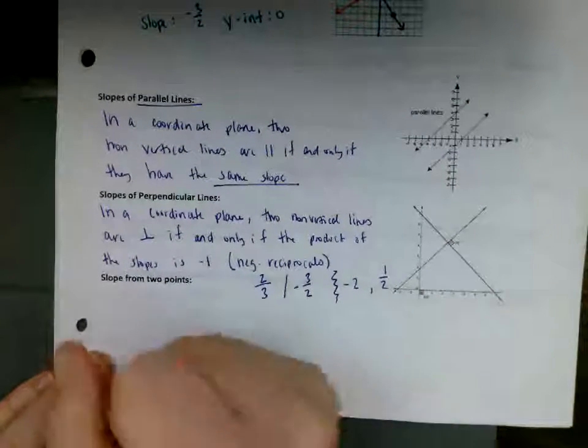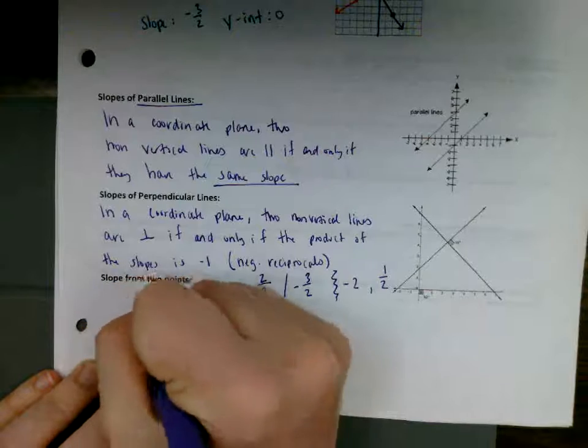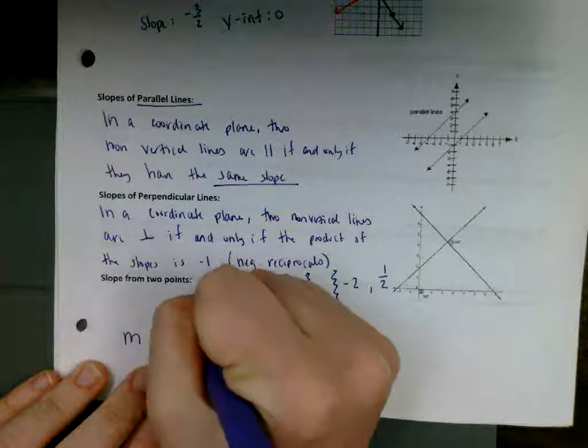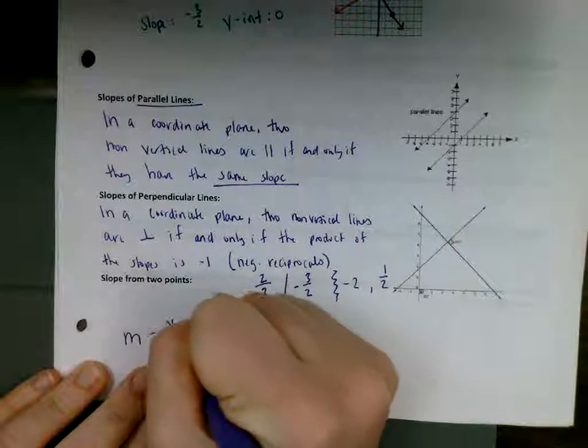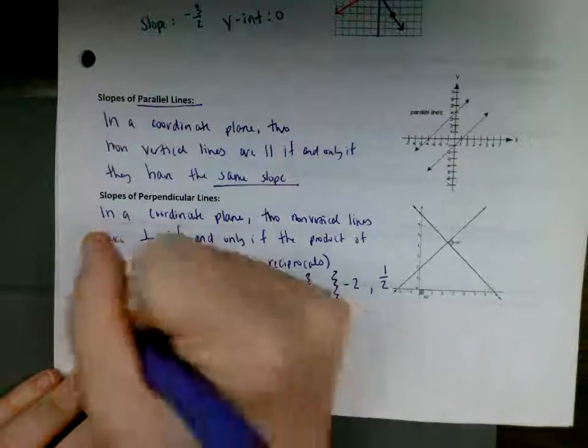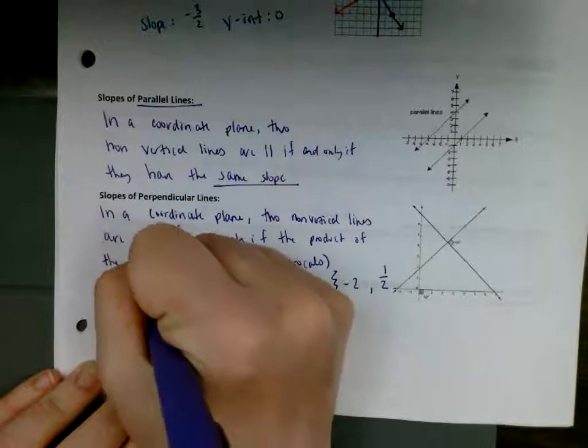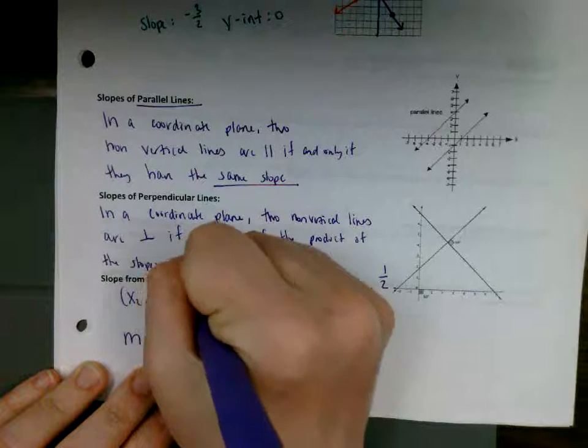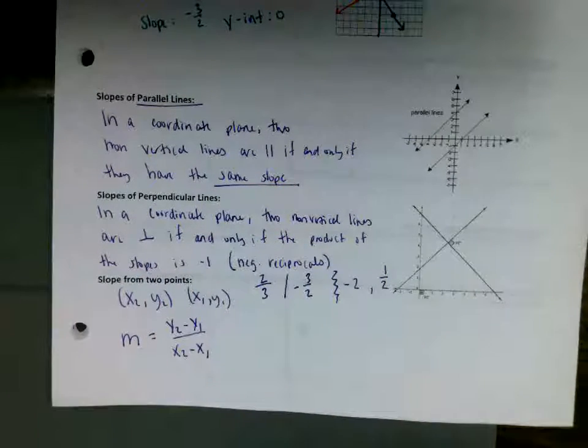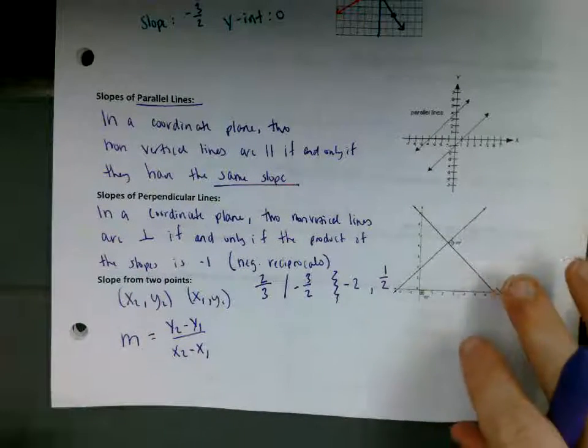Slope from 2 points, we've talked about this up at the top, but just as a reminder, it is y2 minus y1 over x2 minus x1, as long as your 2 points are x2, y2, and x1, y1. Okay, go ahead and turn the page.